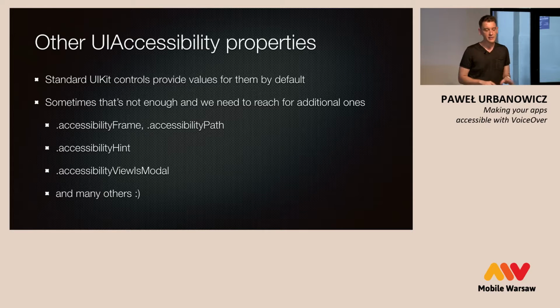For example, accessibilityFrame or accessibilityPath, which dictates what's the frame covering the accessibility area. There is accessibilityHint. It's an additional value, also a localized string. After VoiceOver stops reading, it takes a short pause and actually reads the accessibility hint, where you can provide some additional information about the action behind it.